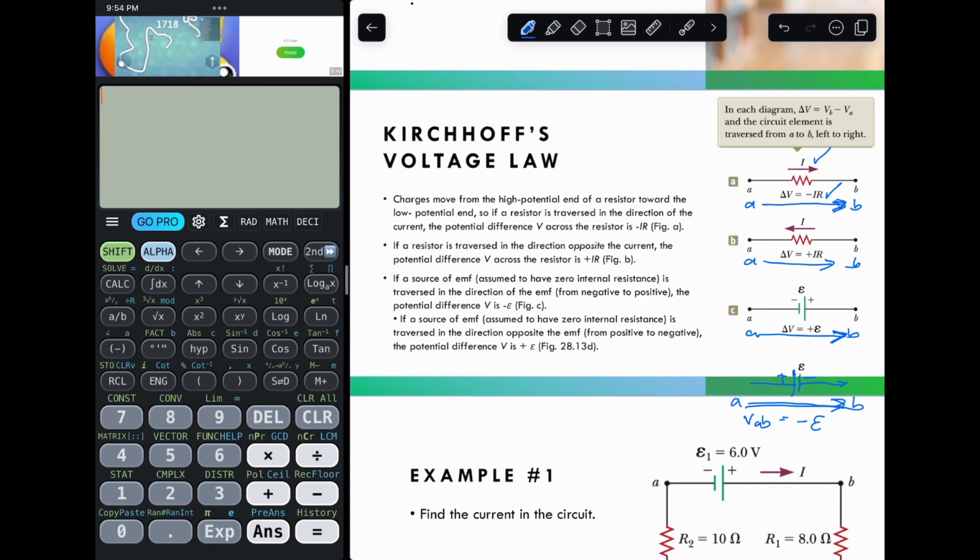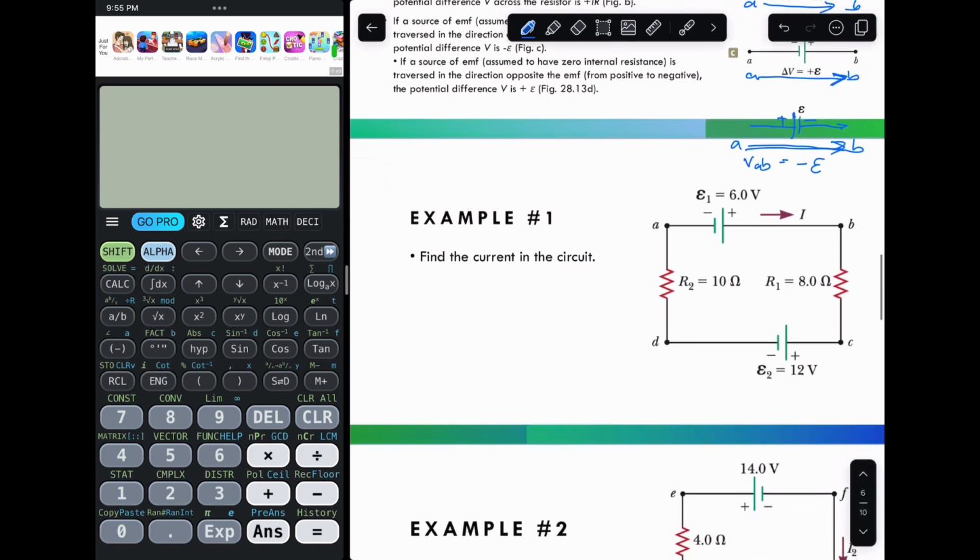So for the voltage drop, we have to take note of the direction of the current. If it is along the direction of the current, that means it is negative. If it is opposite the direction of the current, that is positive. But for power sources, if it goes out on a positive terminal, that makes it a positive voltage. If it goes out on a negative terminal, that makes it a negative voltage. So let's have an example here.